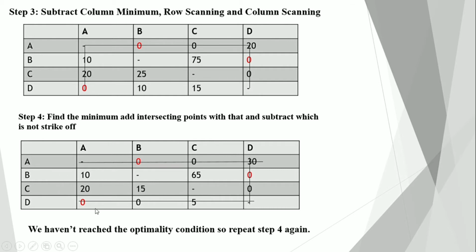Now we will do the column scanning and row scanning again, because we haven't reached the optimal condition, so we will repeat step 4 again.